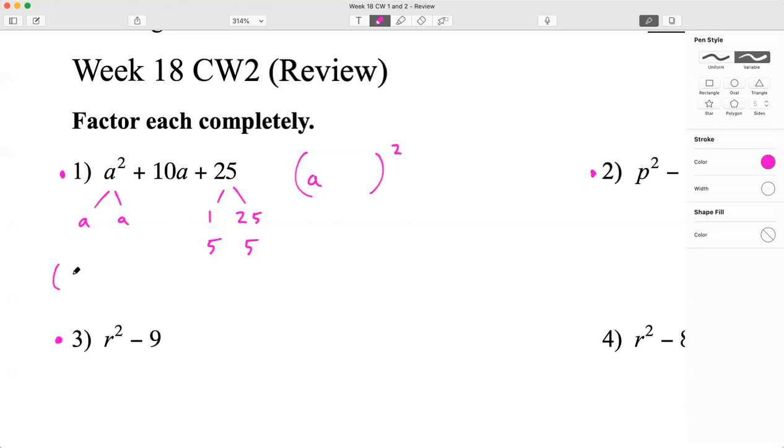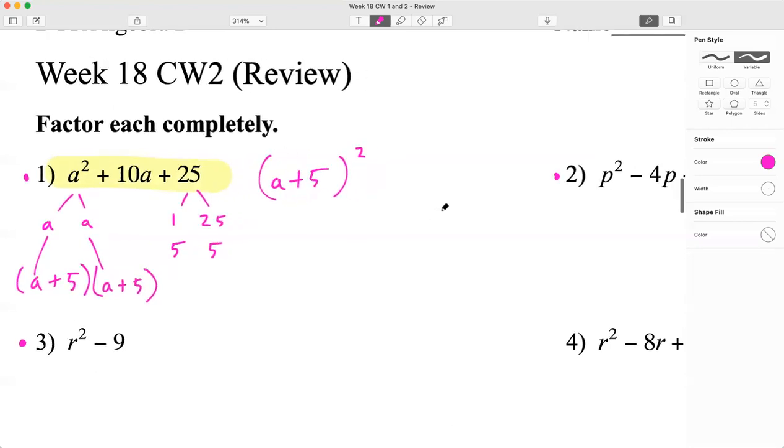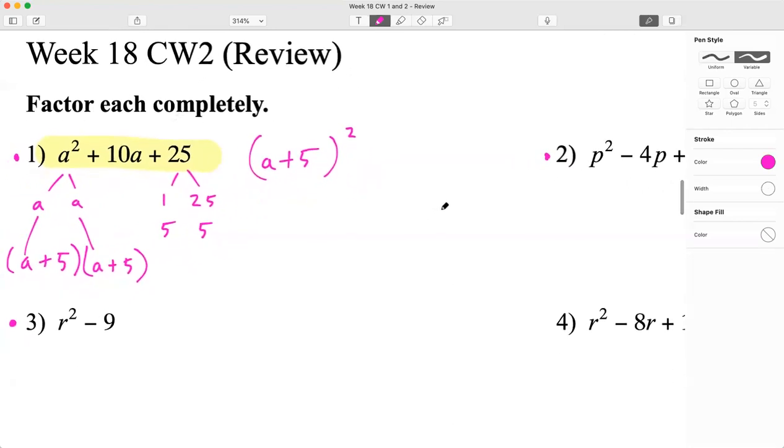That's the answer. A plus 5 times A plus 5. So a plus 5 times a plus 5 can be written a plus 5 quantity squared. Same thing. That's your answer. And if you multiply this thing out, you will indeed get what you started with right there. Okay, so that was a special case, first type of special case.